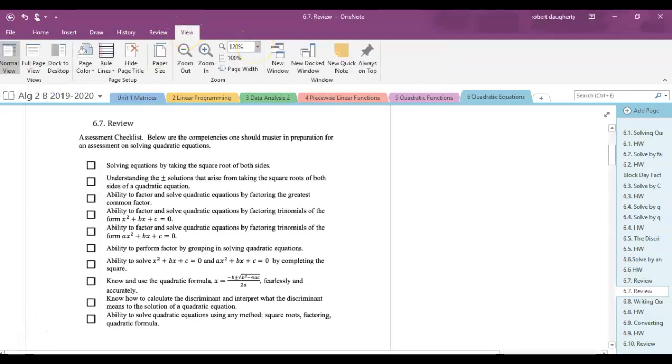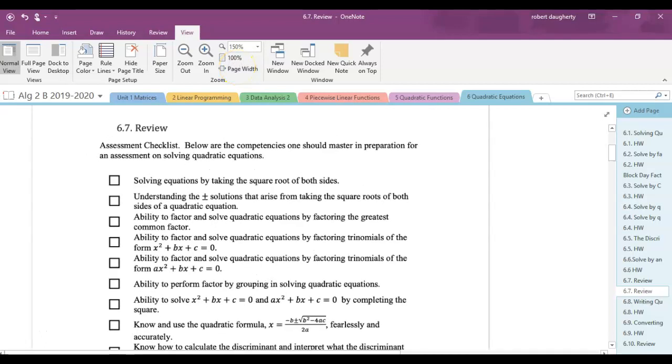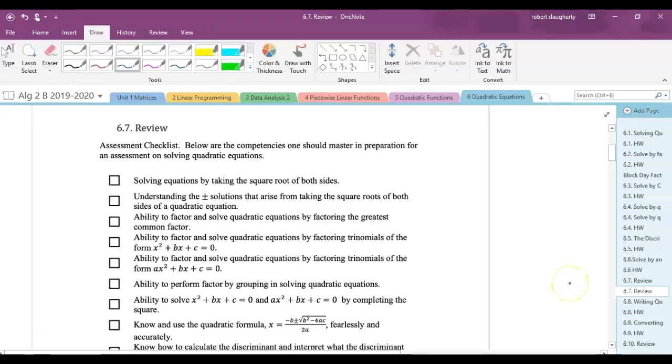Okay, 6.7. We are reviewing now for our quiz assessment coming up on everything we've done so far in Unit 6 on solving quadratics. So a lot of stuff we covered in here, but it still ties over to what we did in Unit 5. So we first started out everything in this section about solving a quadratic equation. So taking those quadratic graphs, writing them equal to something and solving it. Solving an equation by taking the square root of both sides. Understand that when we take the square root of both sides, our answer will have a plus or minus.